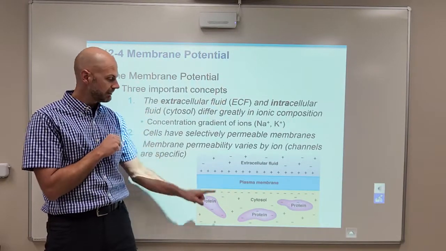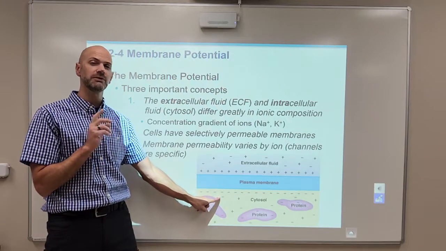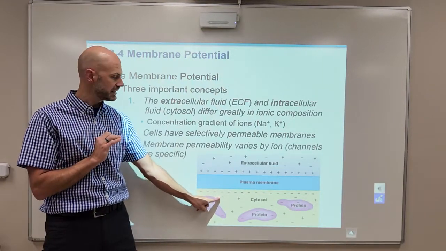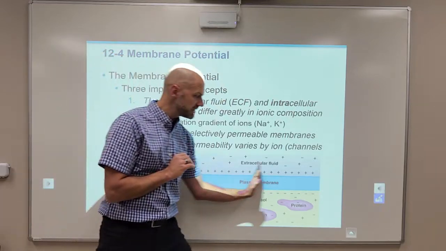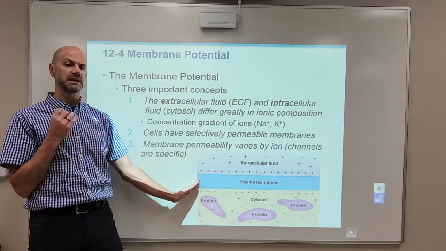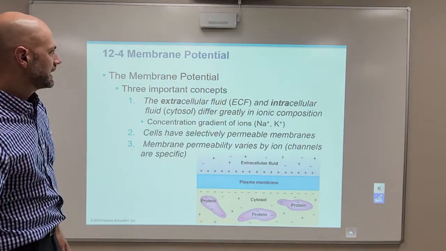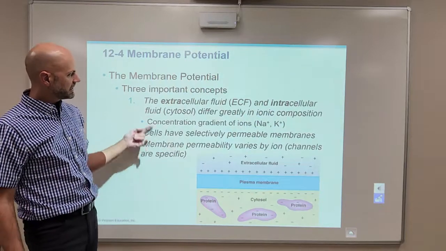The overall separation of this charge creates a potential or a voltage. That is, the cell has an overall negative charge, around minus 70 millivolts. And the movement of charge, a wave of depolarization across the membrane, is what a graded or an action potential is. So a couple properties here, 1 through 3.